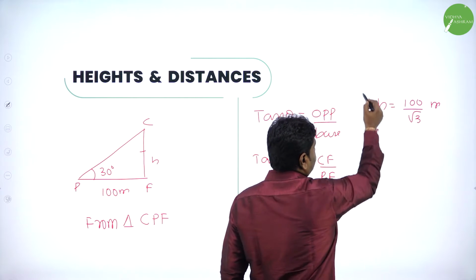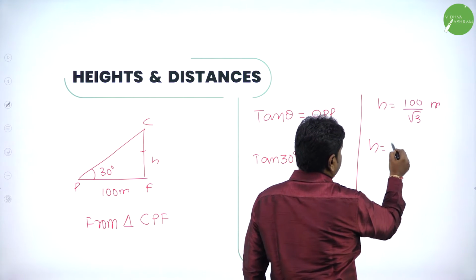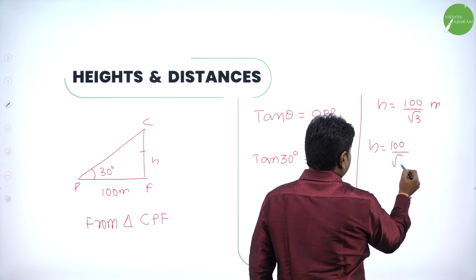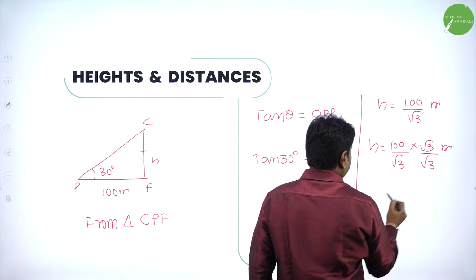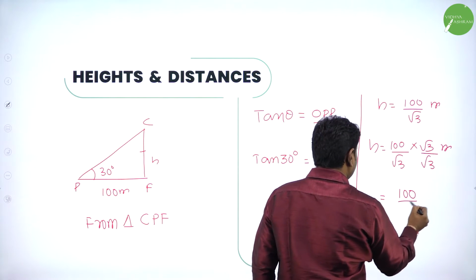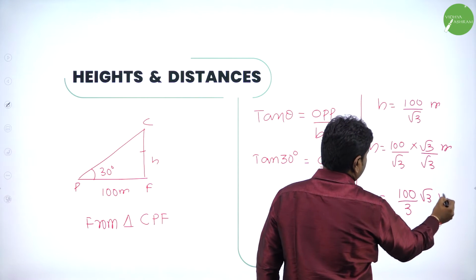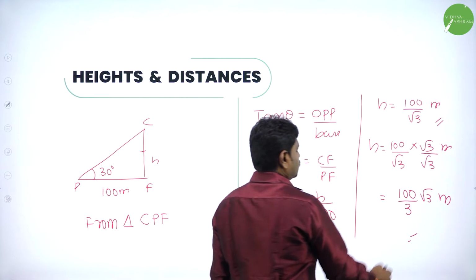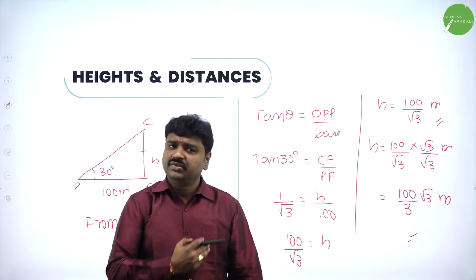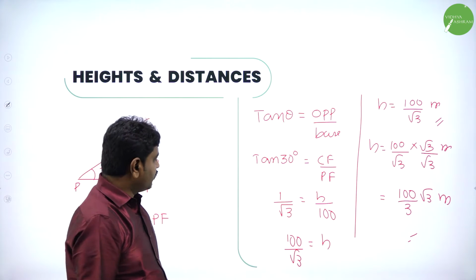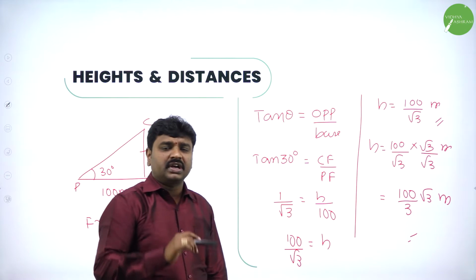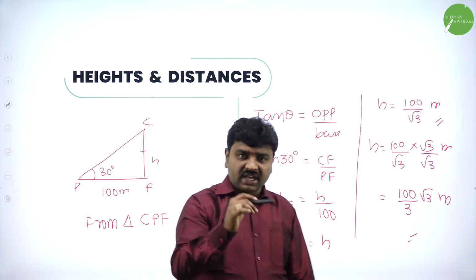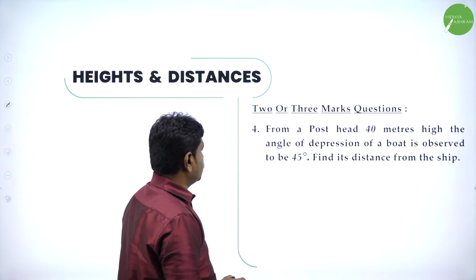Now h is equal to, you can rationalize, root 3 divided and multiply by root 3. You can do it. So it will become 100 by 3 root 3 meters. You can leave it here also. So they wanted you to find the height of the chimney, which we got. So for every problem, read the problem, write what is given. In one of the problems they want height, in one of the problems they want angle of elevation. So now we'll see the next question.